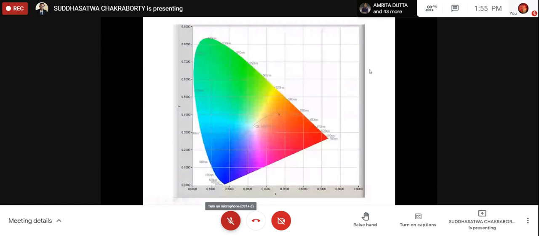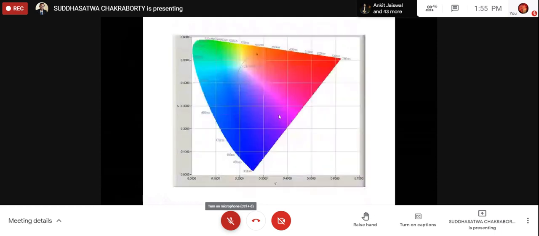So that is what I actually want to say. If you come back to that case, you will see it is becoming more and more yellowish in nature. That shows the previous one was cool and this is a warm white. So it's yellowish in nature.